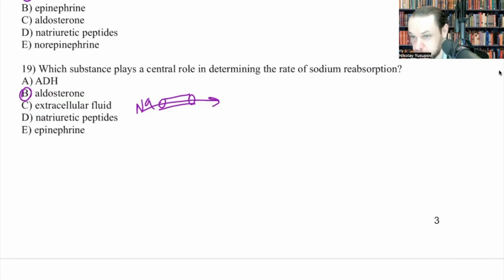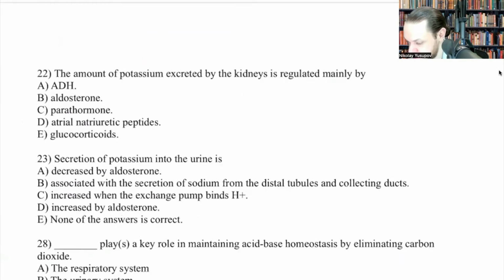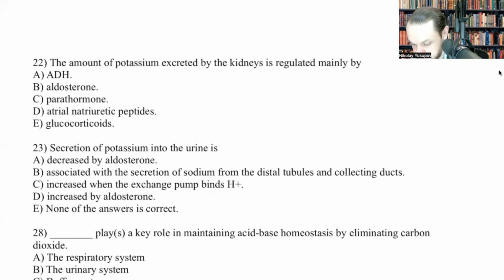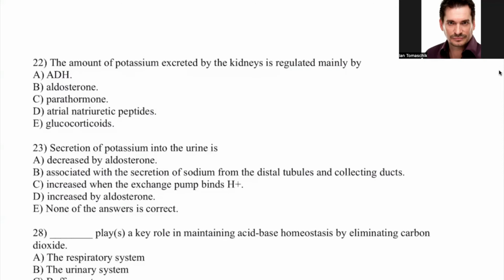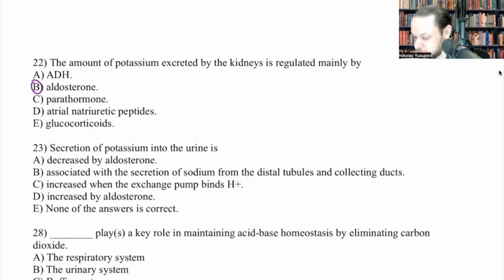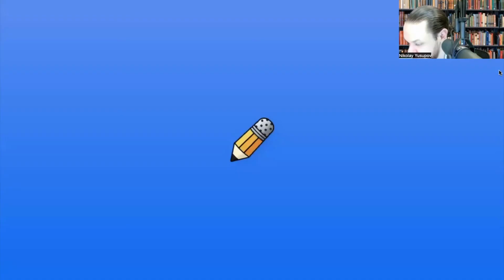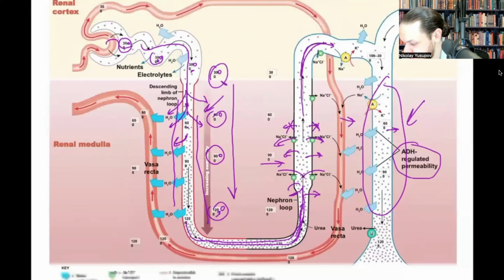Next one, we're going to go with Ian for 22. The amount of potassium excreted by the kidneys is regulated mainly by... isn't it also aldosterone? Also aldosterone, right? So very good. So in that diagram, let me go back to the renal lecture.